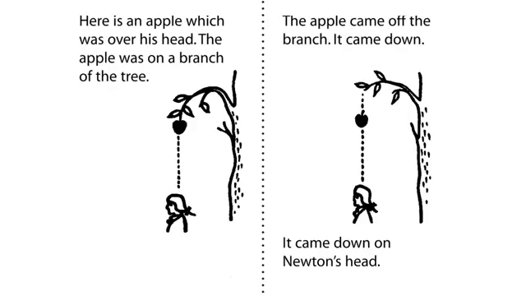Here is an apple which was over his head. The apple was on a branch of the tree. The apple came off the branch. It came down. It came down on Newton's head.